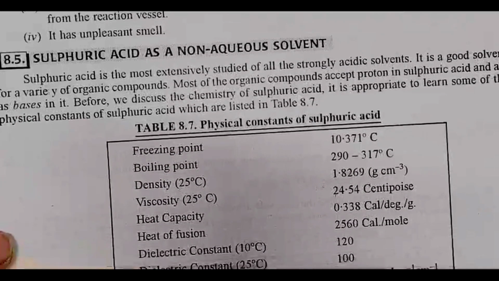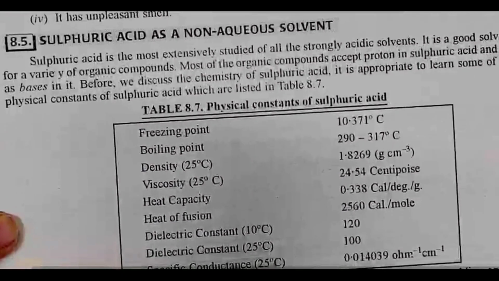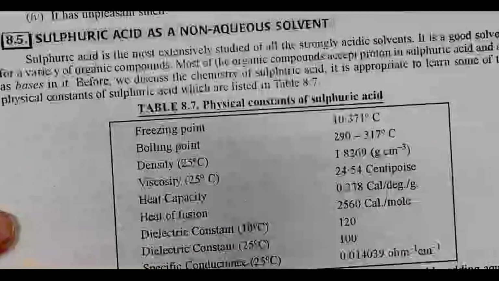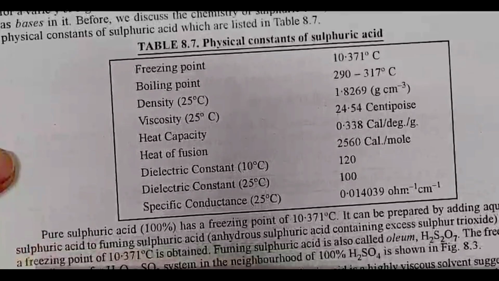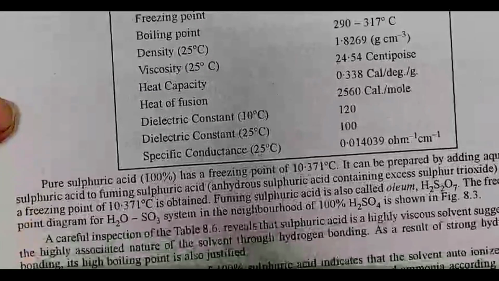8.5. Sulfuric acid as a non-aqueous solvent. Sulfuric acid is the most extensively studied of all the strongly acidic solvents. It is a good solvent for a variety of organic compounds. Most of the organic compounds accept protons in sulfuric acid and act as bases in it. Before we discuss the chemistry of sulfuric acid, it is appropriate to learn some of the physical constants of sulfuric acid, which are listed below.